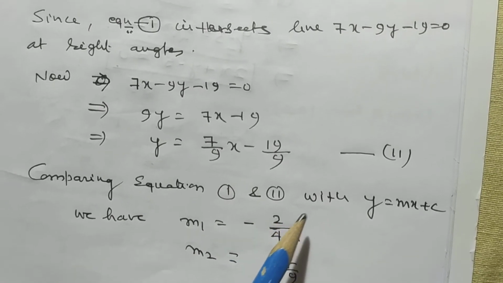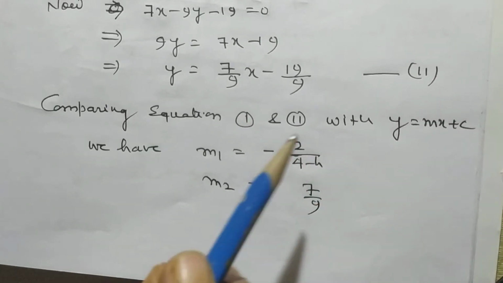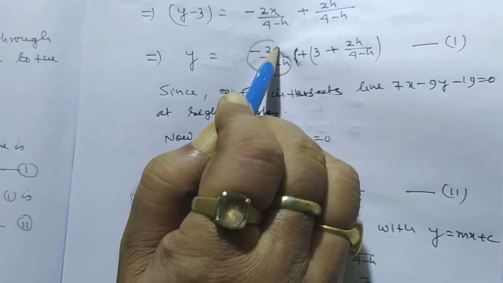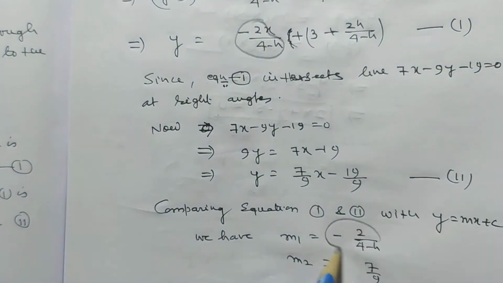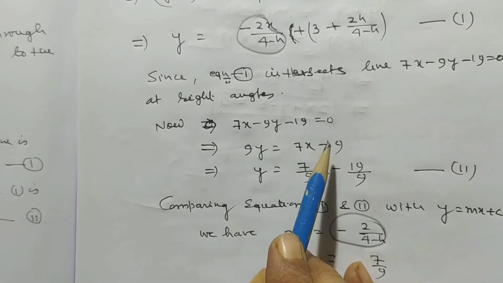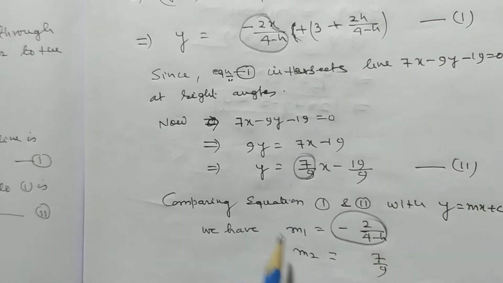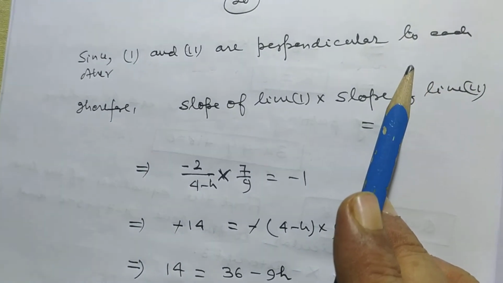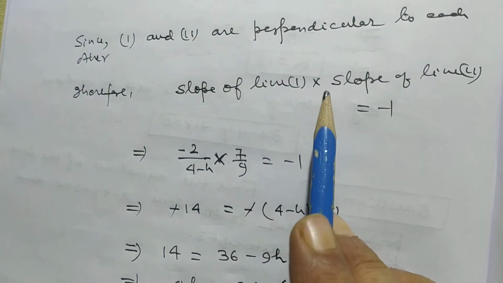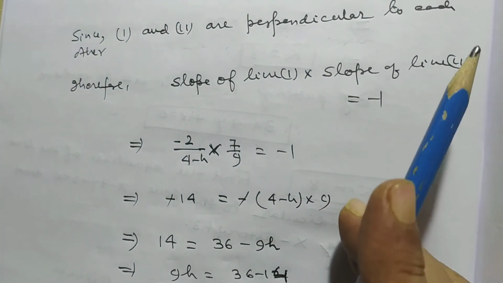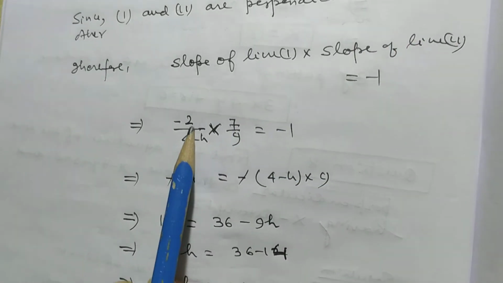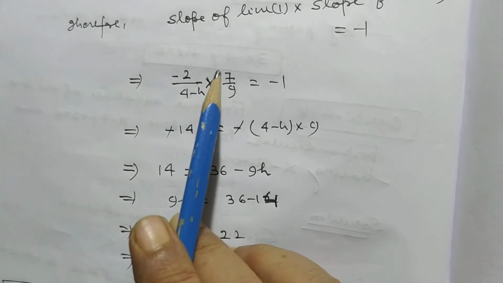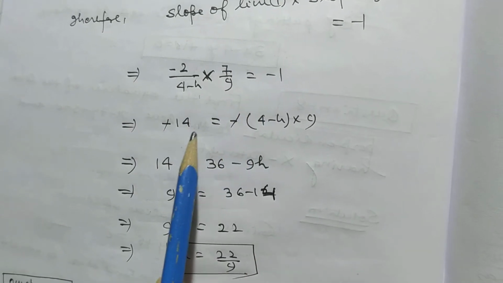Comparing equation first and second with y is equal to mx plus c, m1 is equal to minus 2 by 4 minus h and m2 is equal to 7 by 9. So now, since first and second are perpendicular to each other, therefore slope of line first into slope of line second is equal to minus 1. That is minus 2 by 4 minus h into 7 by 9 is equal to minus 1.